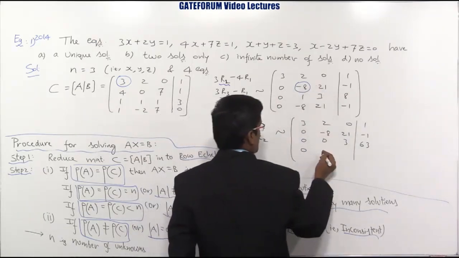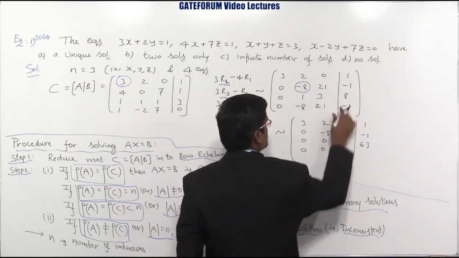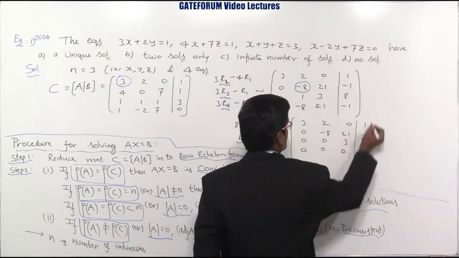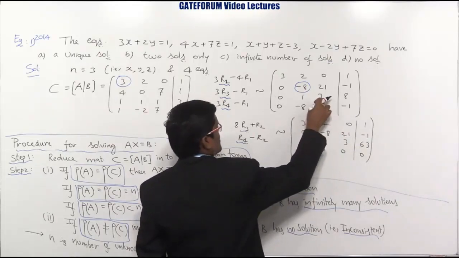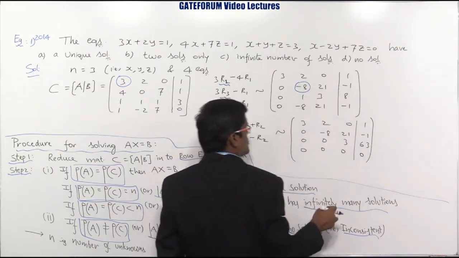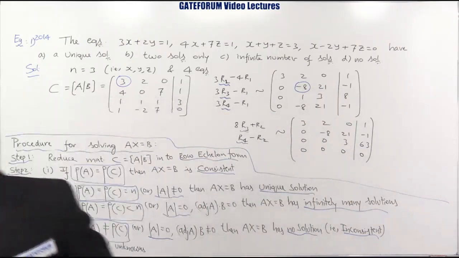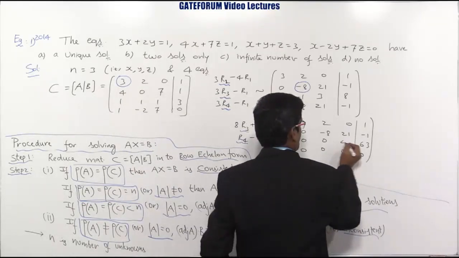Minus 8 minus minus 8, that is plus 8, minus 8 plus 8, 0. 21 minus 21, 0. Minus 1 minus minus 1 becomes 0. So let me check here. I have made a silly mistake. 8 R3, 8 into 3, 24 plus R2, that is 21. 24 plus 21, 45, not 3. 45.